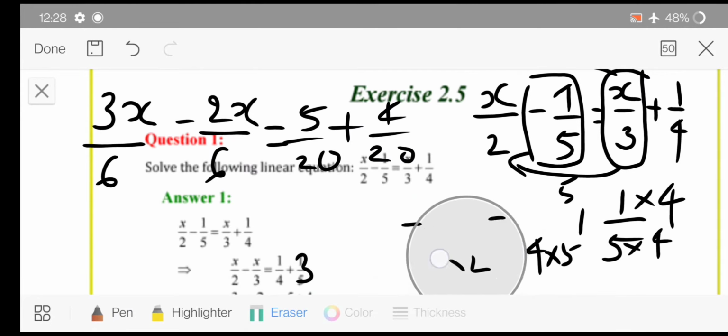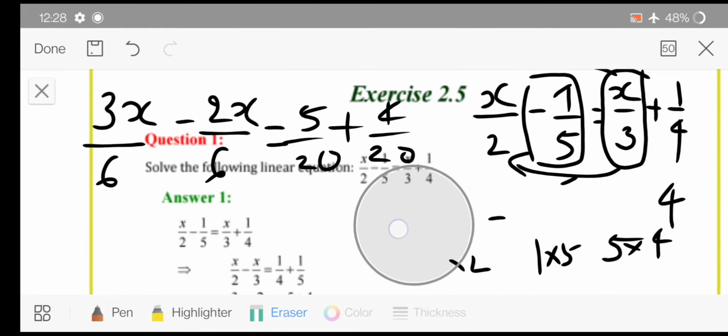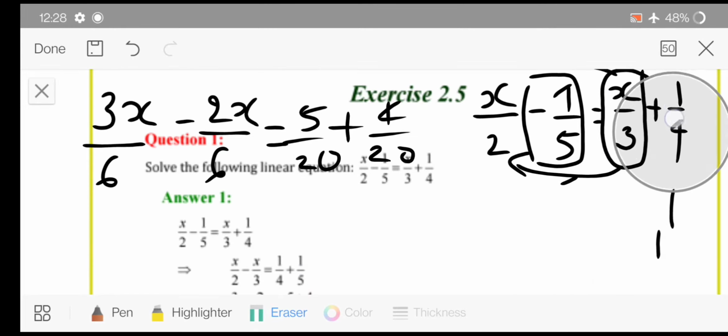Now what is the next step? The next step is very easy, dear students. Simply you have to add them.